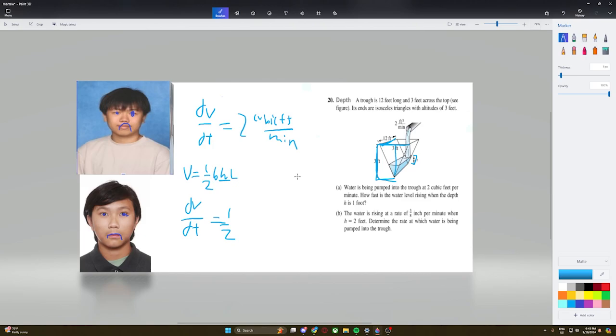Okay, hold on. It says depth h is 1 foot, but it says level rising. So that is interesting. The hard part about these questions is understanding what you're trying to get.